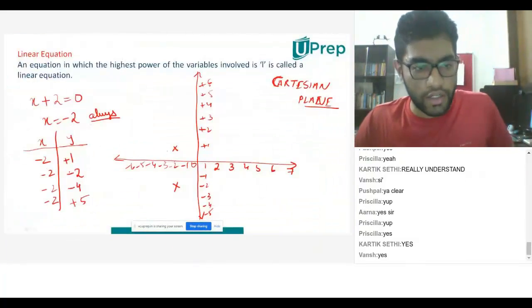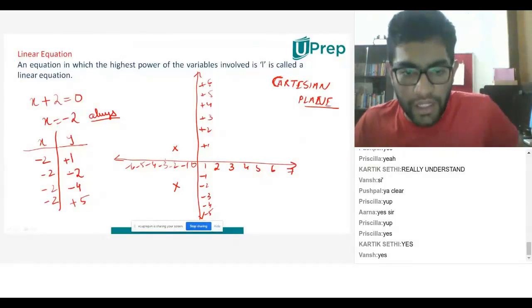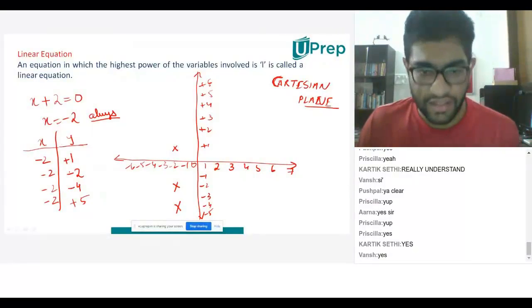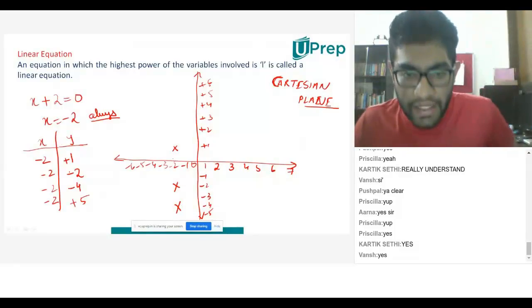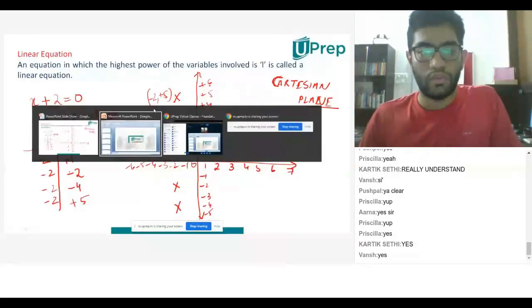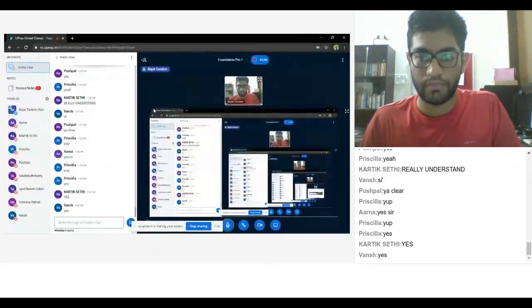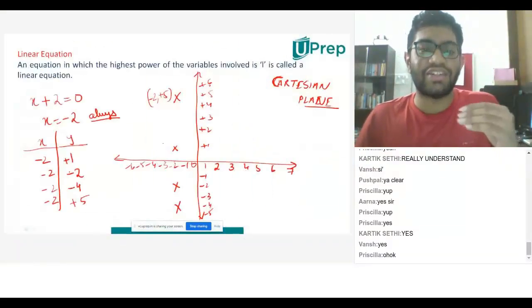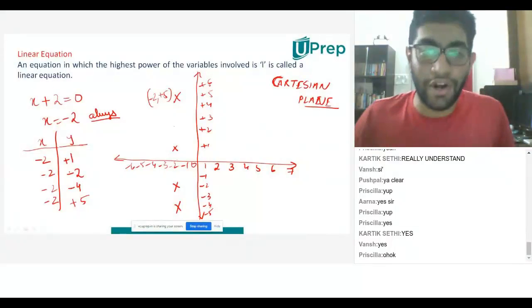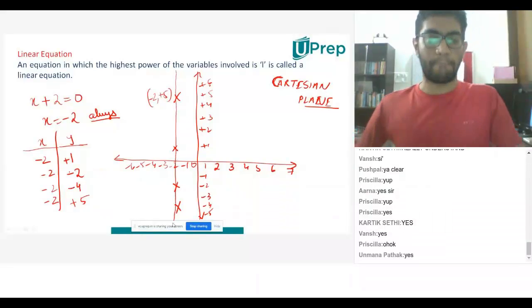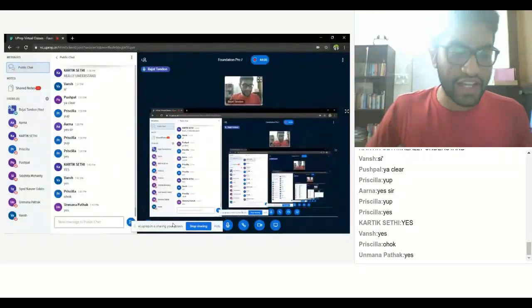Let's go very slowly. We're not in a hurry. X is -2 and y is -4. Now x is -2 and y is +5. -2 and +5. Is it clear? Of course it is. I've just plotted what I've written. Let's join all the points that we have drawn. Boom! What do we have? Do we have a line again?